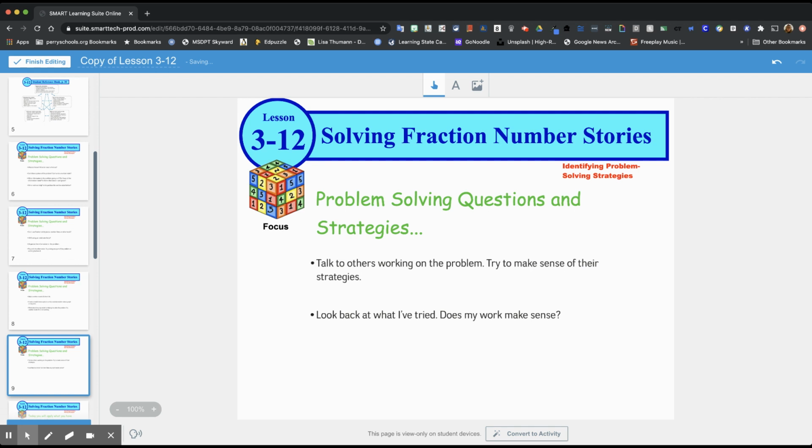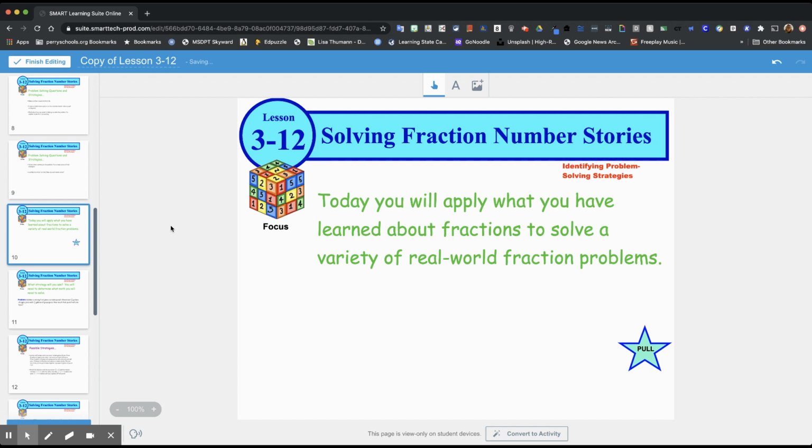Talking with other people to work out the problem is often something that can be successful with your strategy. Again, if that is allowed when you're working on the number stories. We all know that there are situations where the number story you're working on has to be independent. But if it's not, talk with other people. And then look back at what you've tried and doesn't make sense. That's where making that list of what you've done really comes in to help. So we're going to apply all of that, and we're going to apply everything you've learned about fractions to solve a variety of real world fraction problems.